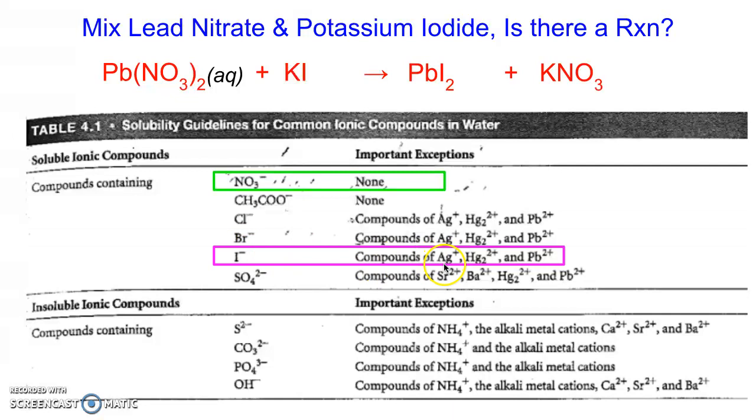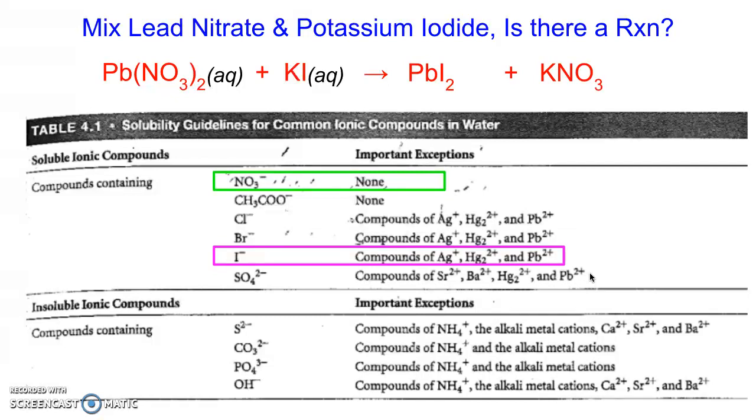Well, take a look. There's silver. This is a dimercury. It's a special polyatomic ion. And lead +2. Guess what? My cation is potassium. It's not a part of these exceptions, so I know that this must be soluble as well.